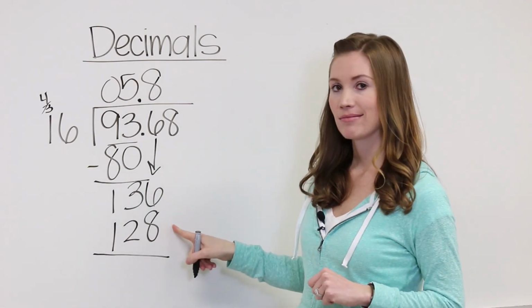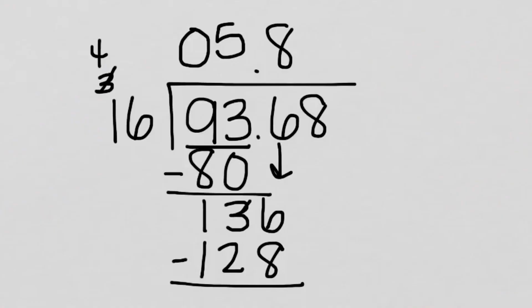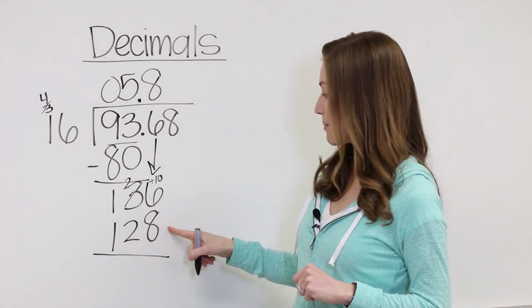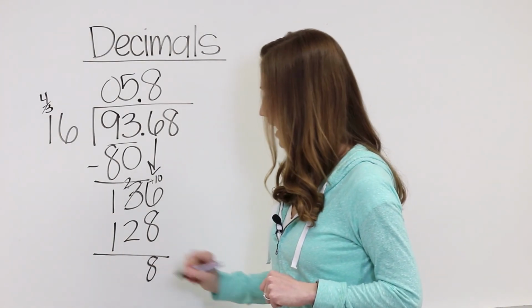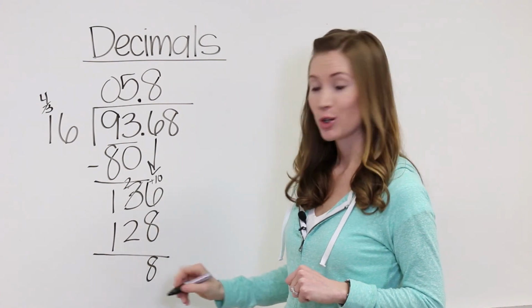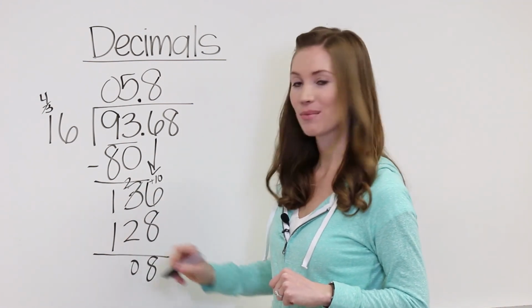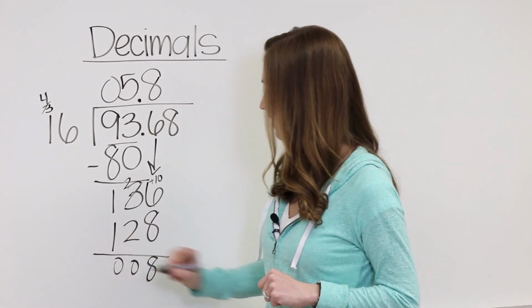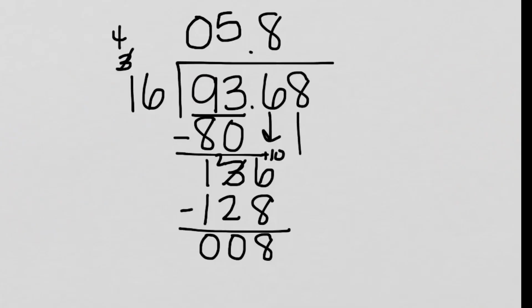6 minus 8, we can't do that. We need to borrow from our 3, it becomes a 2, and we add 10 to our 6. Now we have 16 minus 8, which is 8. 2 minus 2 is 0, and 1 minus 1 is 0. Our last step is bringing down that other 8.